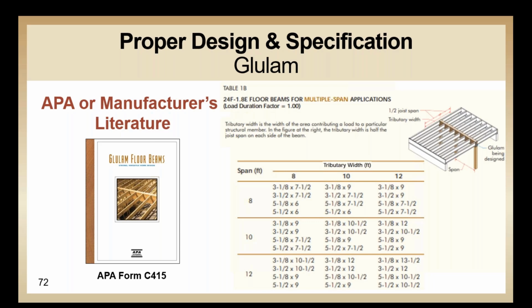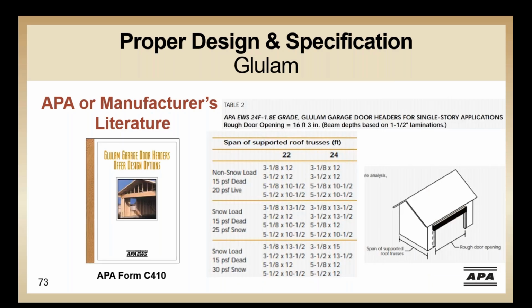This includes our APA glulam floor beam guide that has tables that lay out different tributary widths that can be cross-referenced against the column or support span, allowing the designer to select an appropriate floor beam. In addition to these tables, this guide also provides relevant details to assist in the installation of glulam beams in a floor application. APA's glulam garage door headers guide also provides tables to allow for the selection of an appropriately sized glulam beam over a garage door for different width openings. Glulam beams make an excellent garage door header and can easily be used in portal frame applications.